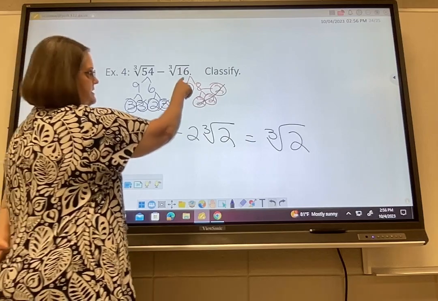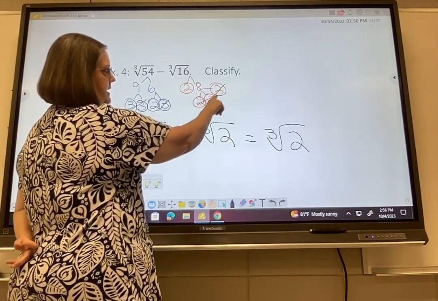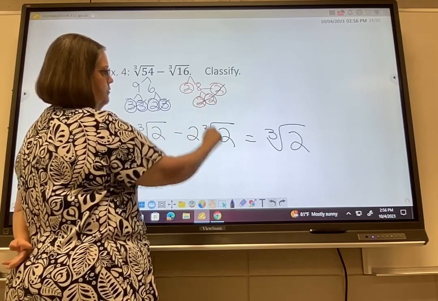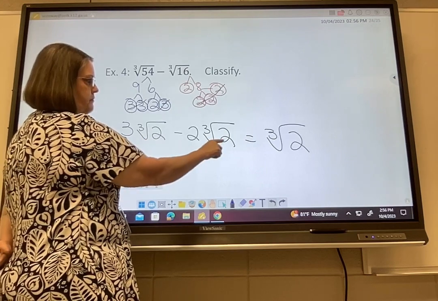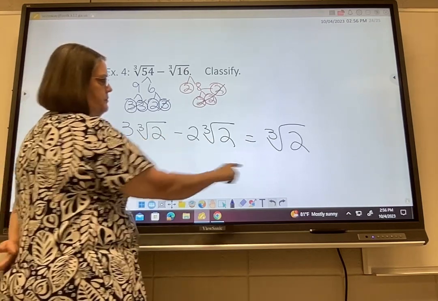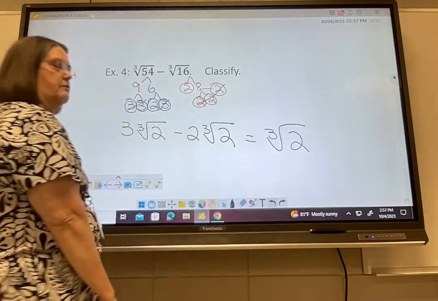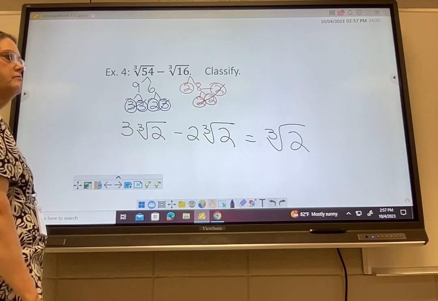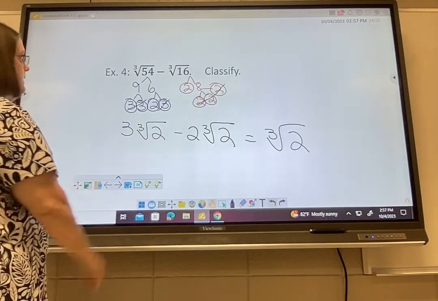Then I do this one the same way. This gives me 4 2's. And it takes 3, so I'm bringing out 1 2 and leaving 1 2 in. So they are like terms. They are both cube root of 2. So 3 minus 2 is 1. You do not have to write the 1, it is understood to be there, just like when you write an X, you don't usually write 1X. Now, if you want to write that 1 there, that's okay.